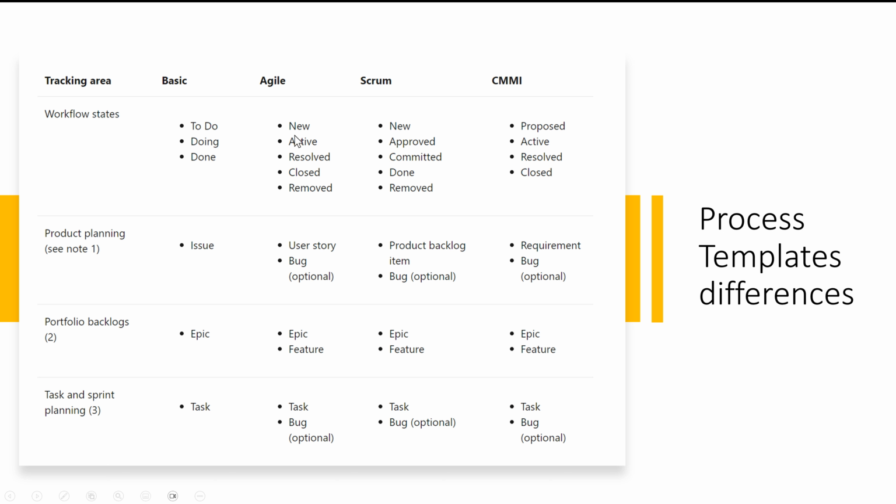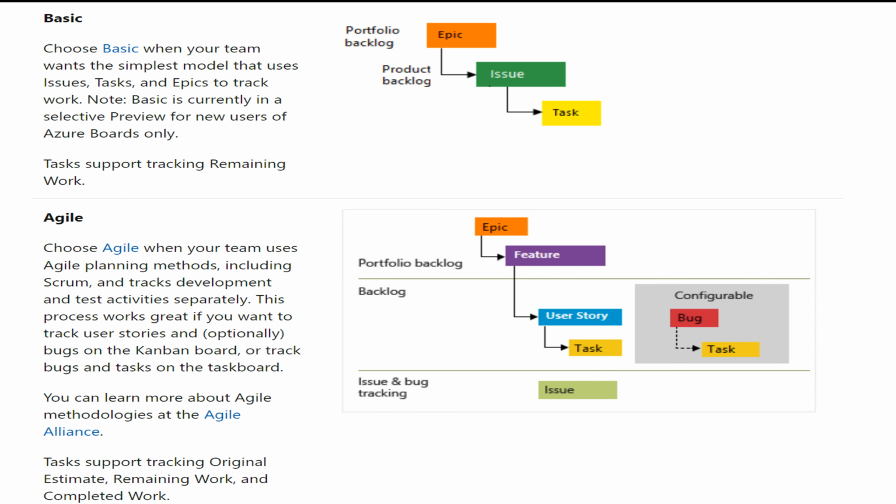So there are different types of states for any work item in these process templates. And also the hierarchy which we need to follow. Like under the epic, we have the issue, and under the issue we have task. So it is a hierarchy.